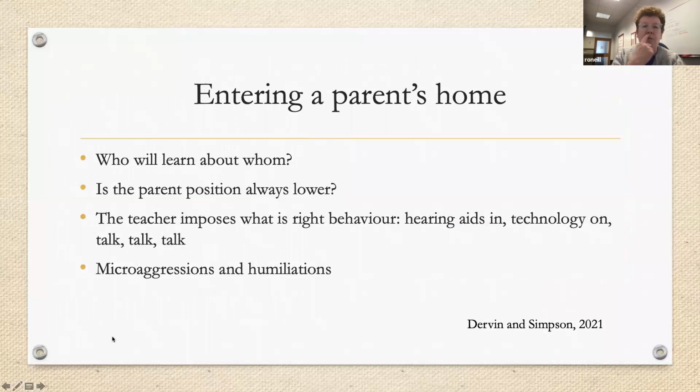So when we enter a parent's home, are we teaching them or are we learning from them as well? And what's the position in power terms between us and the parents? Because the parent has responsibility for the child. And quite often it seems that the parent's position is the receiver of knowledge, and often very desperate for knowledge, wanting knowledge. But the teacher also can impose what they regard as right behaviour.